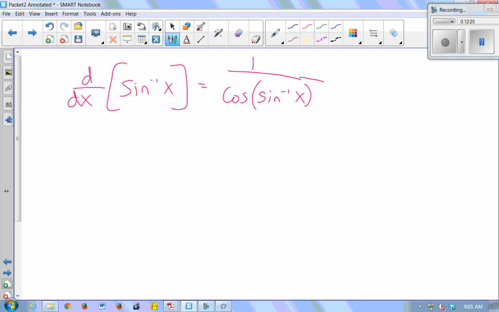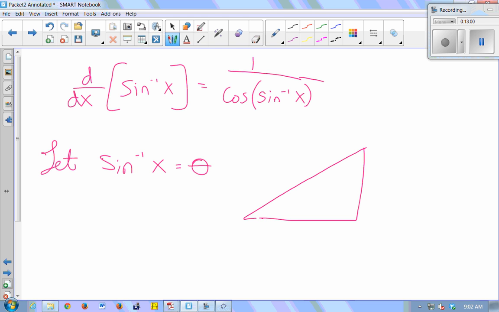When you take the cosine of something, that something is an angle in the unit circle. Whatever you take the cosine or the sine or any trig function of, that thing is an angle. That's how the cosine is defined. So I am going to say, let the inverse sine of x be some angle theta. We're just going to rename it as theta. So if I draw a picture of a right triangle, and this is theta.